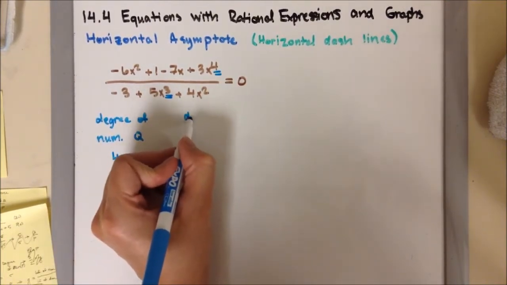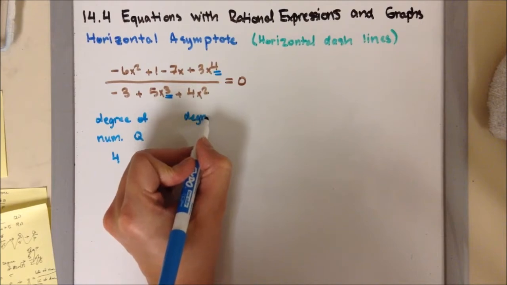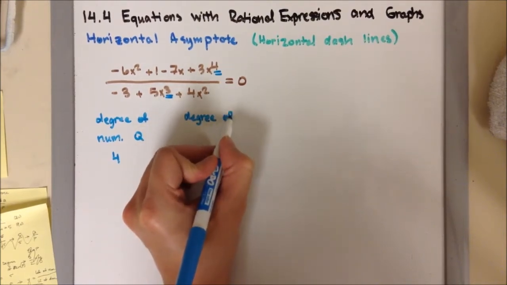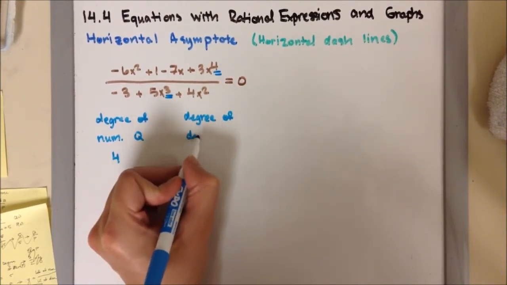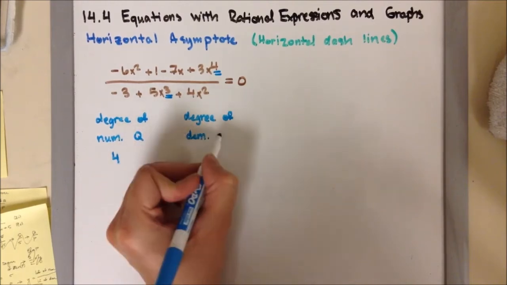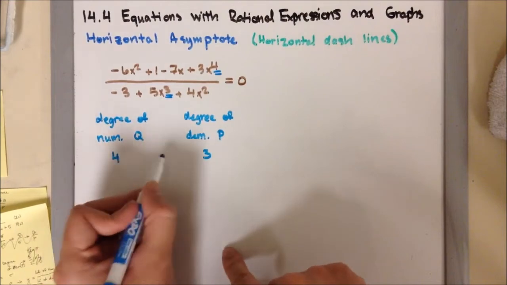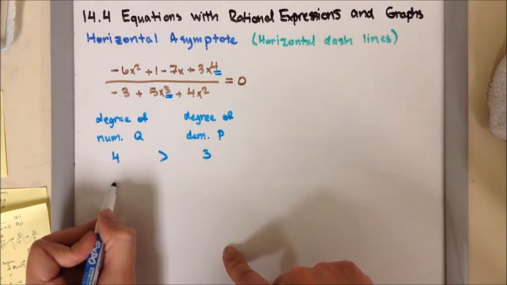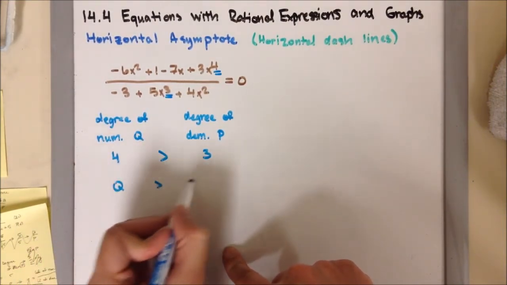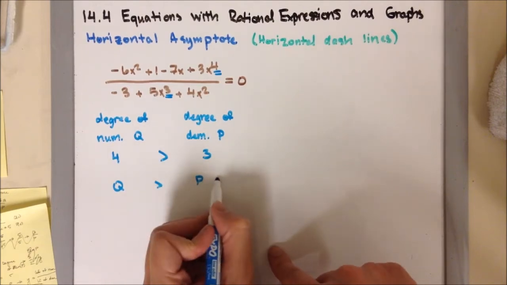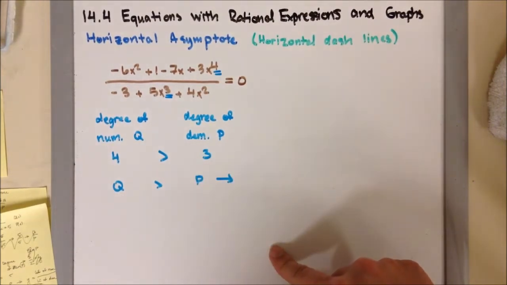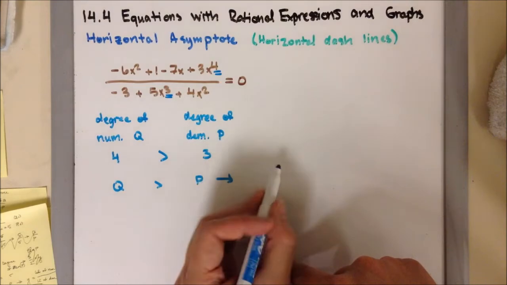Then degree of denominator, which is P, it's 3. So 4 is greater than 3. Therefore, Q is greater than P. Then my horizontal asymptote, there are none.